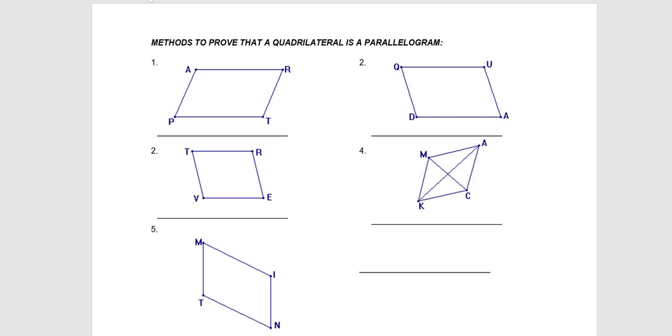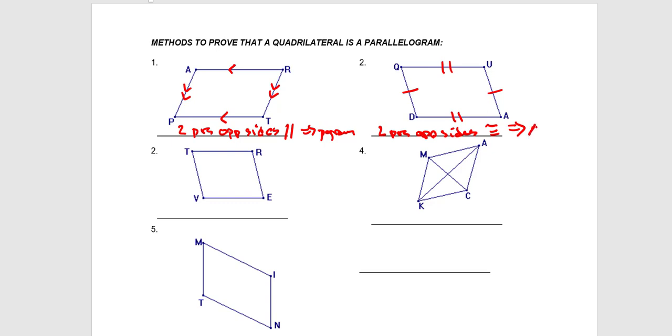The first one is if 2 pairs of opposite sides are parallel. So 2 pairs of opposite sides parallel, then you have a parallelogram. The next one is if 2 pairs of opposite sides are congruent. So 2 pairs of opposite sides congruent, then you have a parallelogram.